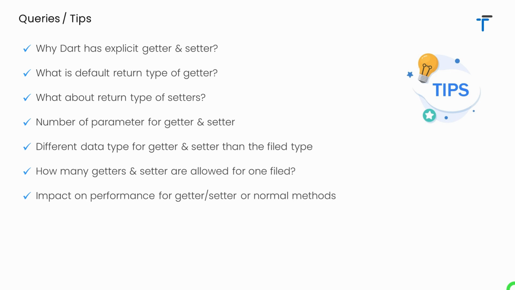The most common question that is asked is the impact on performance of getters and setters compared to normal methods. Most programmers say that they come from another background, meaning they don't know Dart, and they are comfortable with just defining normal methods, let's say getData, setData, and so on. So what is the impact of that on performance? As per my knowledge, there is no impact on performance.